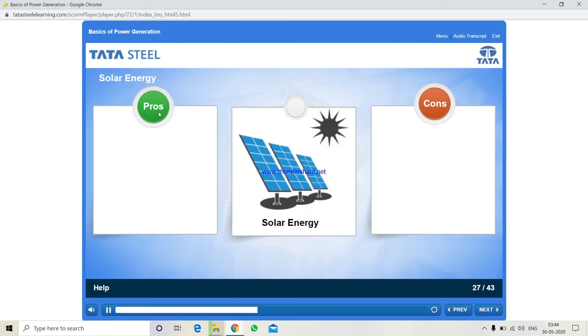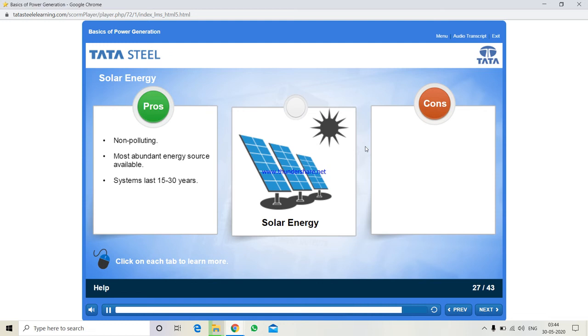These are the pros and cons of solar energy. Non-polluting, most abundant energy source available. Systems last 15 to 30 years.